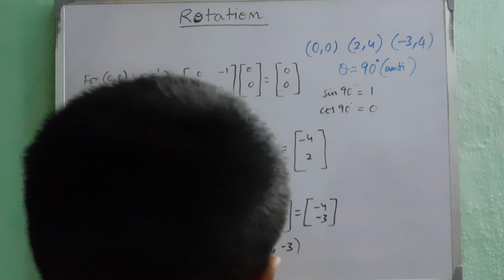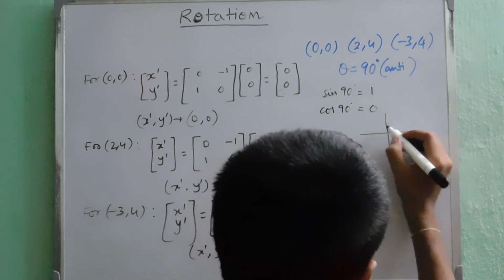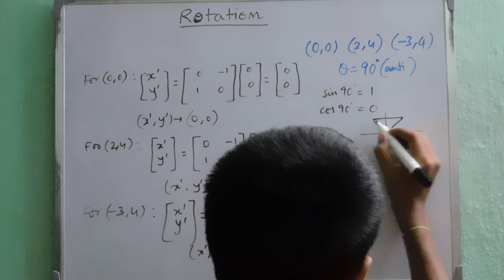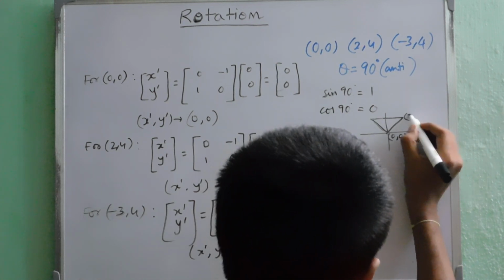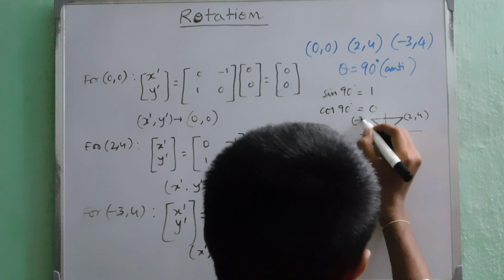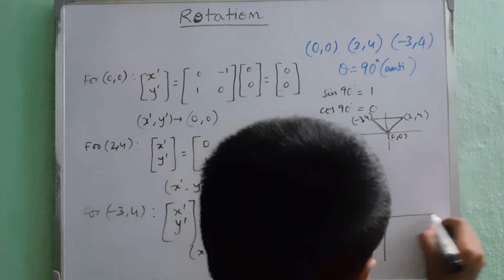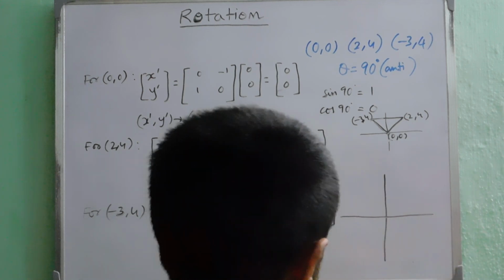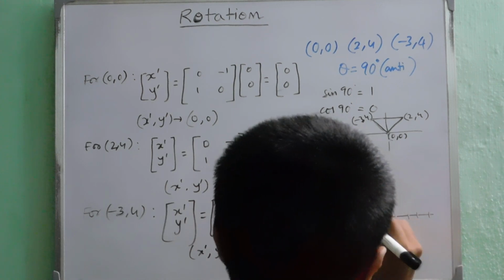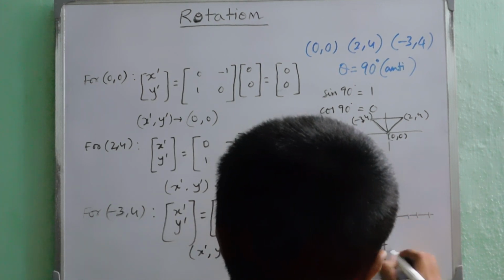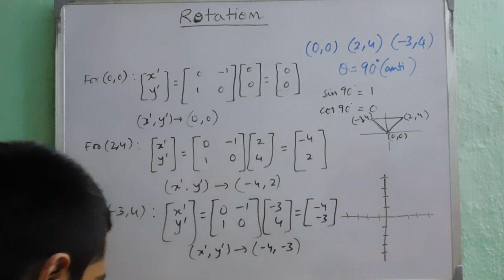Basically our triangle was like this. This was 0 comma 0, this was 2 comma 4, and this was minus 3 comma 4. Now let's see how our new triangle looks. Let's plot the points.